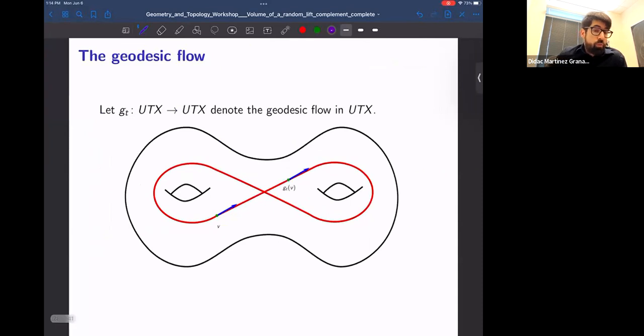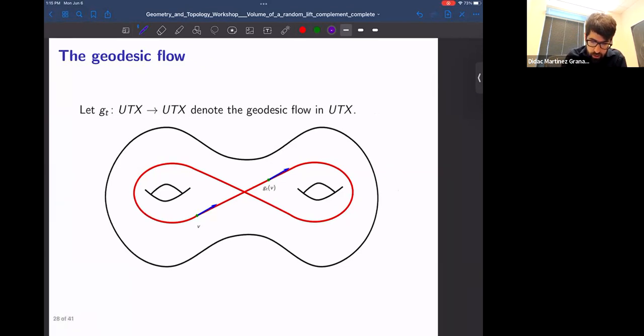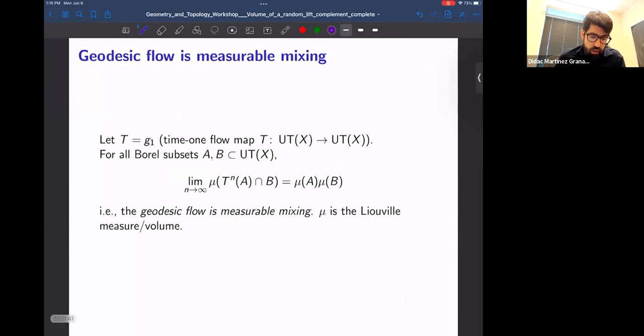So now, we want to use this result, and so we need to reduce the problem. Now we can reduce the problem to counting, for one of these random closed geodesics, how many gamma arcs there are. And to do that, we will use the other main ingredient of the proof, which are the mixing properties of the geodesic flow. Very briefly, we look at the geodesic flow in the unit tangent bundle of the surface, and we use the property of the geodesic flow called measurable mixing.